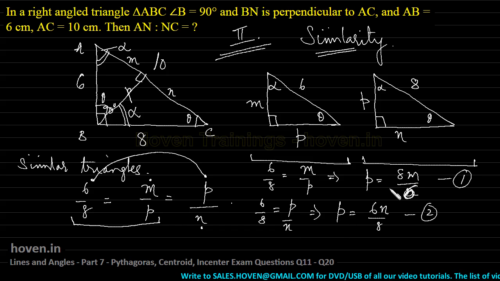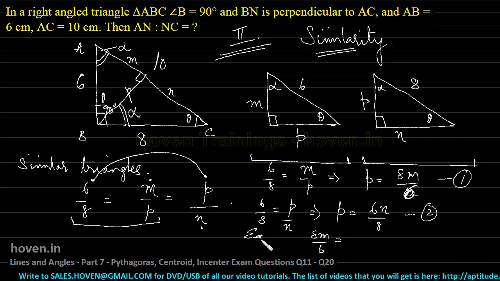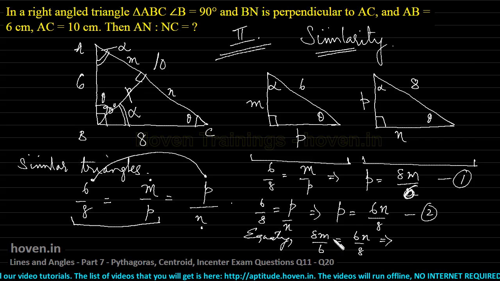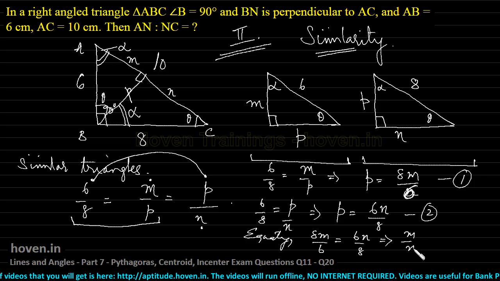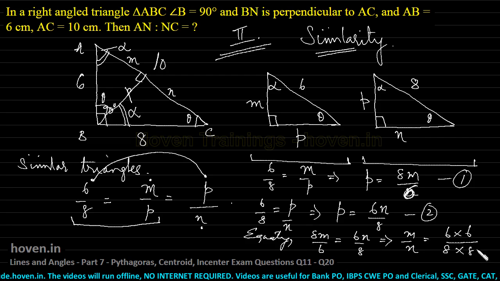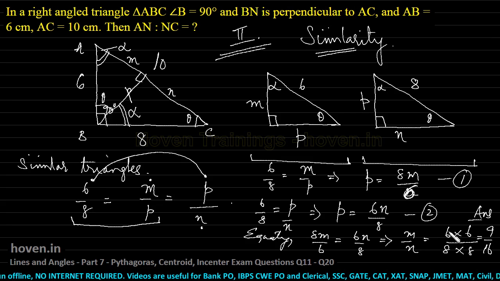What we can do is we can equate them. So P will disappear and M and N will be left. I'll write, equating these two equations, 8M by 6 should be equal to 6N by 8, which implies, I'll bring N down, 6 there and 8 down. M by N is equal to 6 into 6 by 8 into 8. So this again I can cancel out and I will get the same answer that I got previously.